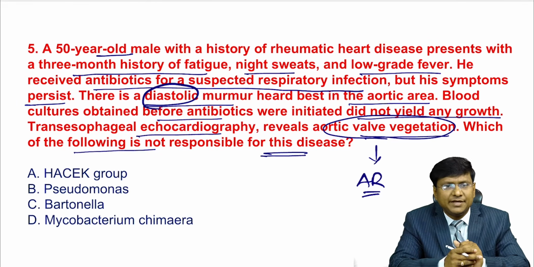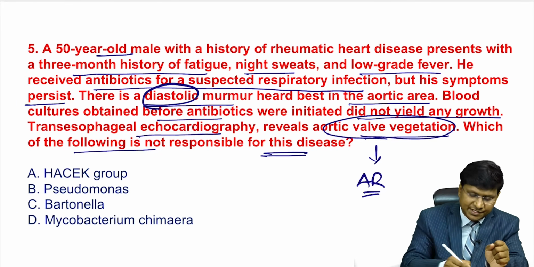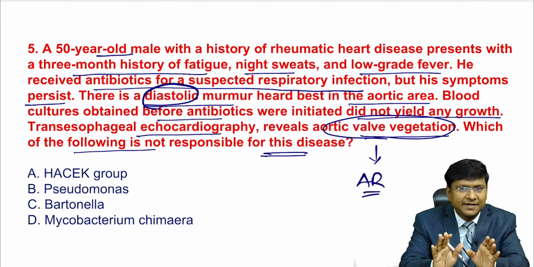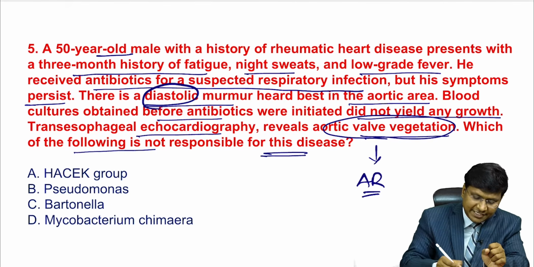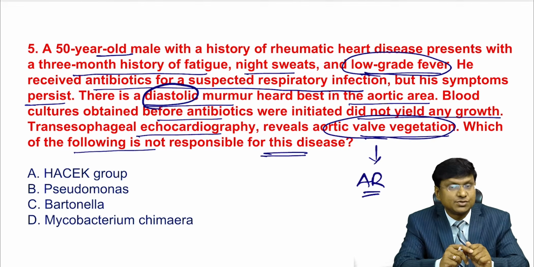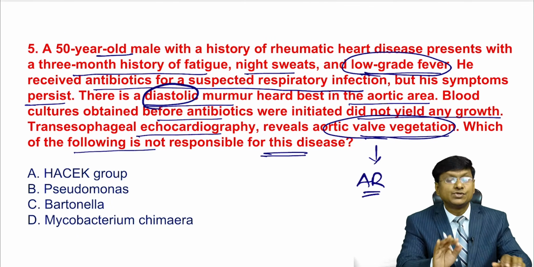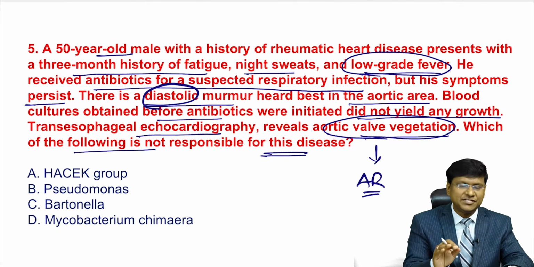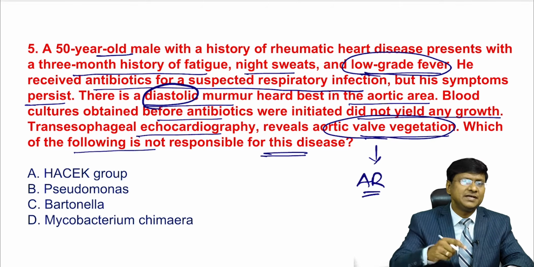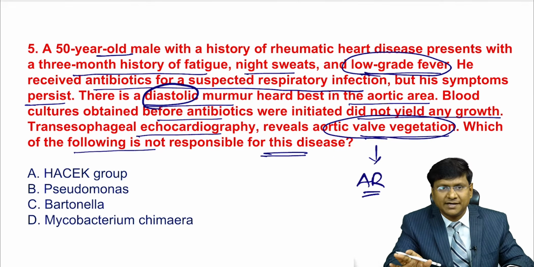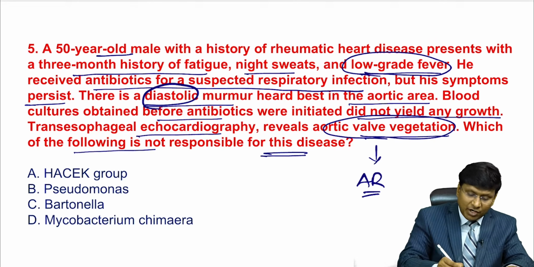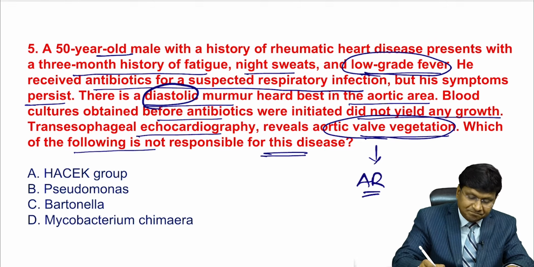Now, why am I using the term infective endocarditis? Because the individual definitely had rheumatic heart disease, but at the same time the patient is also having fever, right? So presence of fever with vegetations on transesophageal echocardiography is suggestive of infective endocarditis. Now, what type of infective endocarditis here?